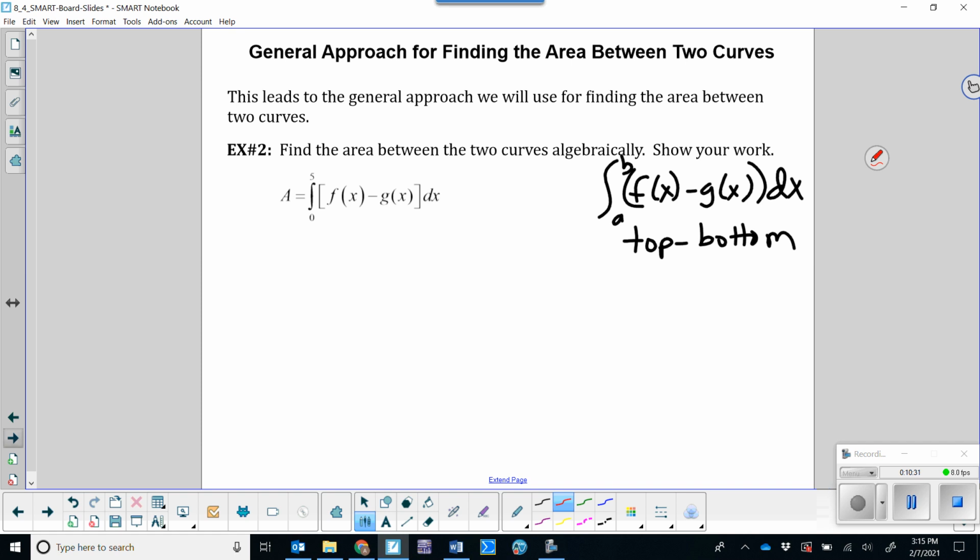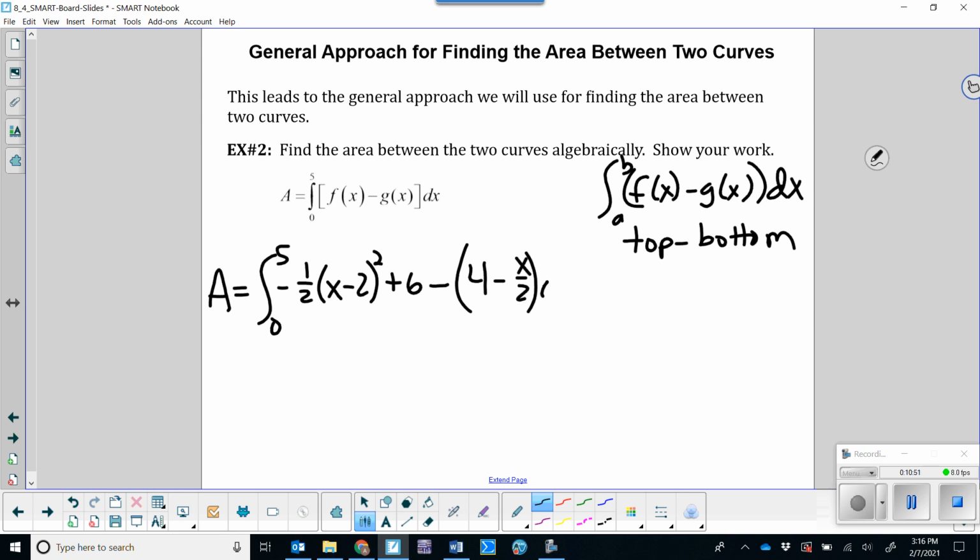So if I was going to write all of this out, then what I would do is to find the area, and we usually use a capital A, 0 to 5, f of x was the negative 1/2 (x minus 2) squared plus 6. And then I'm going to subtract parentheses 4 minus x over 2, and then dx. And really the whole thing kind of in brackets here, whole thing dx. Okay? So don't forget minus parentheses, okay? Because you're subtracting a function, and if it has more than one term.